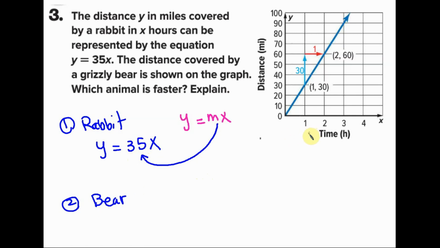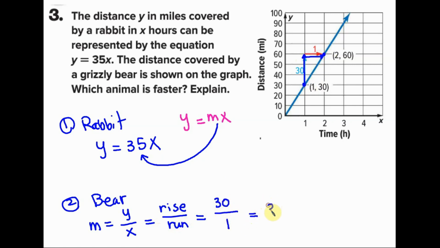The bear, on the other hand, you need to find it by looking at 2 coordinates. The first point looks like it is at 1,30. The second one is at 2,60. If I want to find a direct variation, the m is used as y over x. If you remember the previous lesson, it also can be found as rise over run. Since we are looking at the graph, I need to know how far I am rising over how far I'm running. It looks like I'm rising 30, as you see on the number, and running 1. So rise is 30, run is 1. In this case, if I simplify this, I'll get 30.